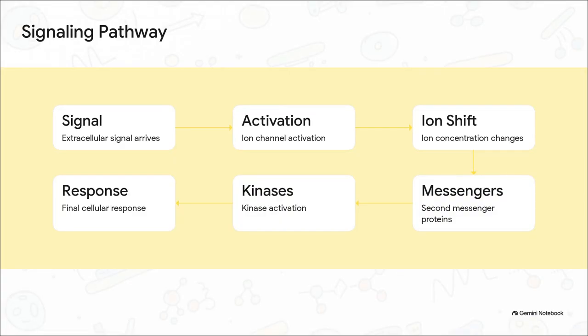To really appreciate this, let's trace the exact downstream signaling pathway. An extracellular signal causes an ion channel to activate. That immediate change in ion concentration, like a sudden spike in calcium, activates second messenger proteins. For example, calcium might bind to a protein called calmodulin. This then activates downstream kinases, which go on to trigger the final cellular response, like a shift in gene expression. It's basically a direct domino effect from the outside environment straight down to the cell's DNA.